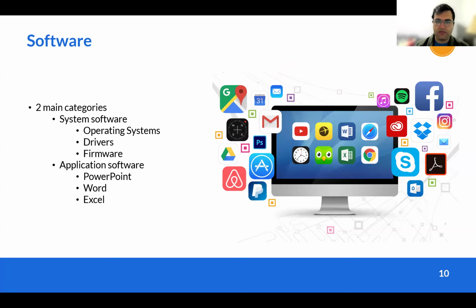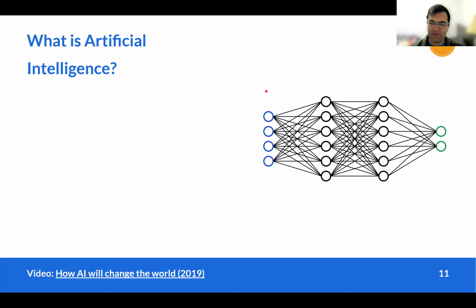Okay, so that's hardware and software. Now let's go on to the AI portion. So what is AI? Everyone talks about AI, artificial intelligence, right? Intelligence that's artificial, self-explanatory. But what exactly is it?